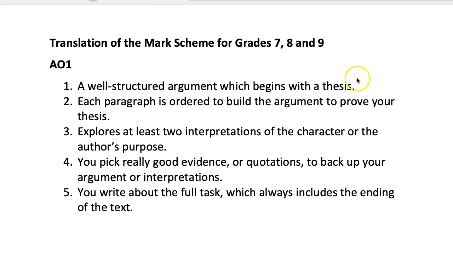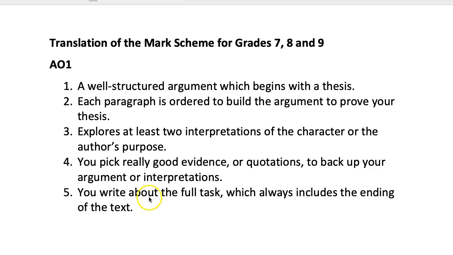Now, I'm going to show you why having 2 parts to your thesis is so beneficial. Look at this. The essay is going to explore at least 2 interpretations of the character or the author's purpose. So by having a 2-part thesis, you've already given 2 parts to the author's purpose, again confirming to the examiner that you're going to get a grade 7 or more.